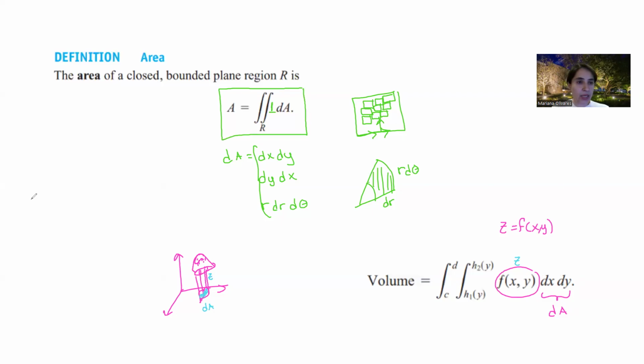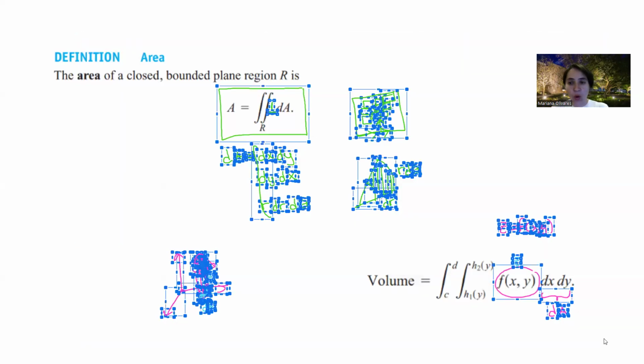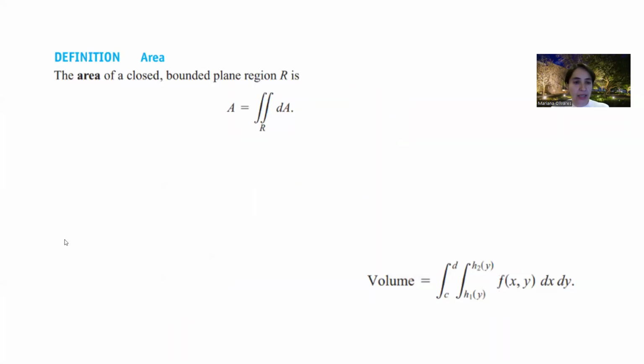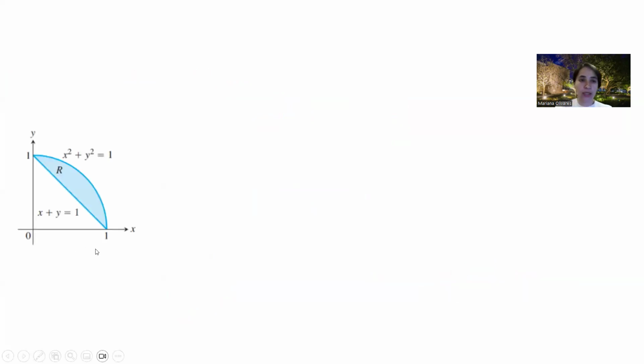So let me erase this screen and let's move on with the exercises once we have this analysis from here. So, let me change the slide.